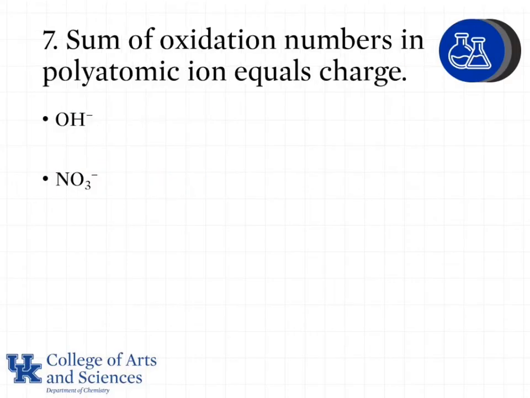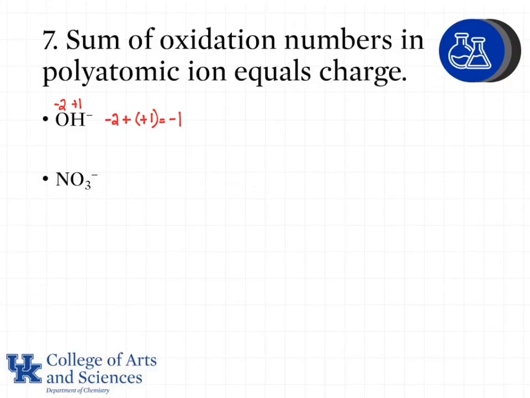The sum of oxidation numbers in a polyatomic ion equals the charge. Looking at OH-, which is the hydroxide ion, we have oxygen with a -2 and hydrogen with a +1 oxidation number. -2 plus a +1 equals -1.